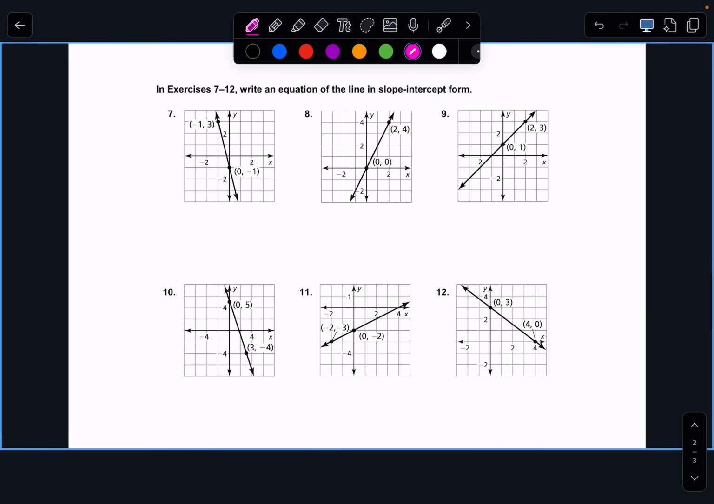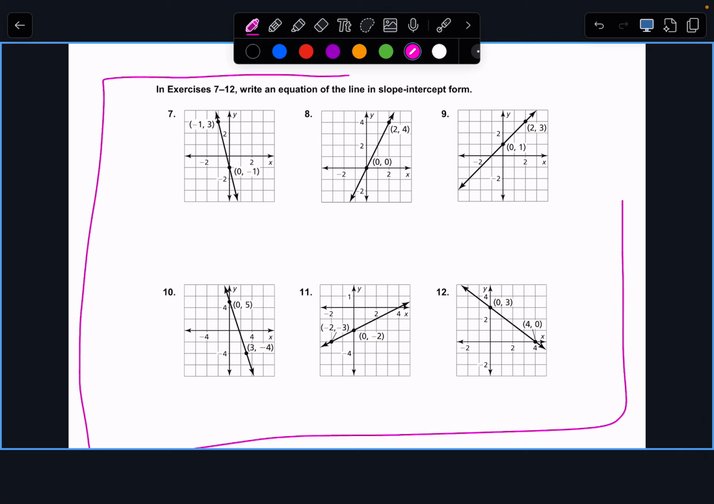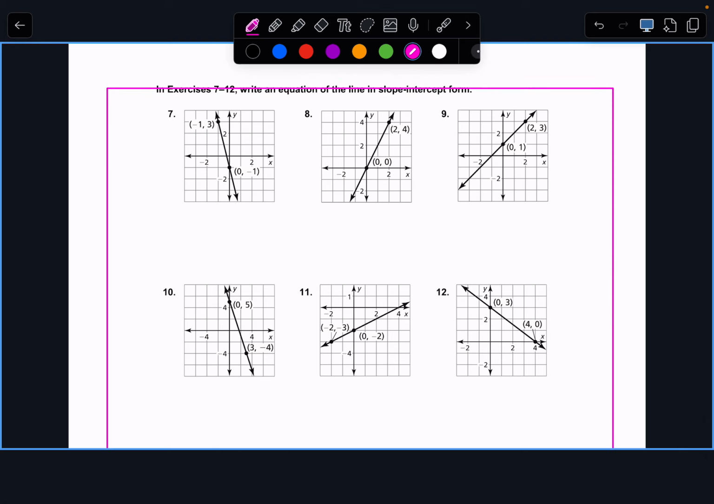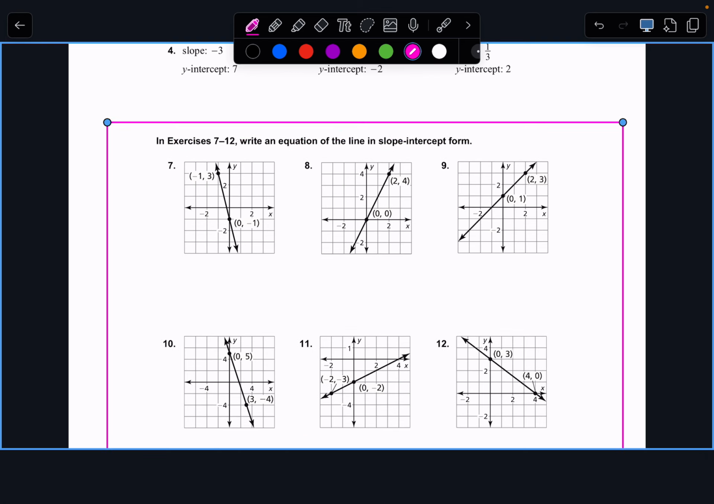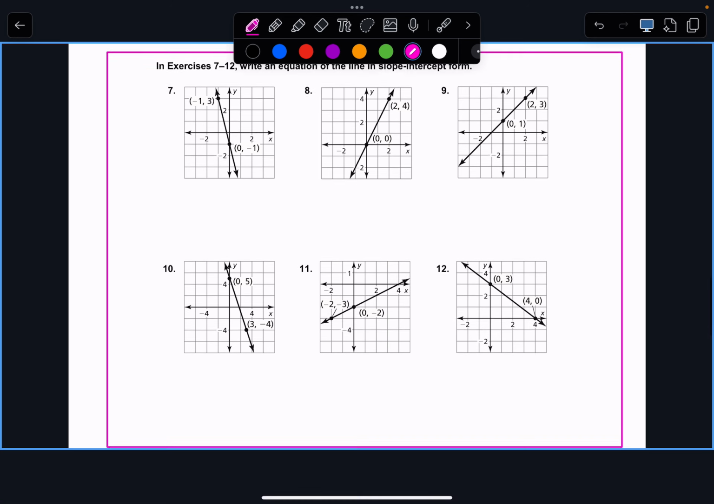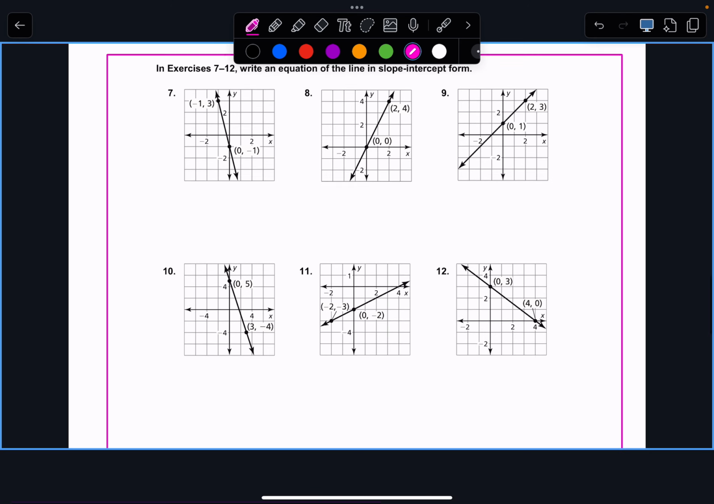And down here, numbers 7 through 12, I am going to give you a couple minutes to see, can you write me the y equals mx plus b slope-intercept form of those 6 lines?